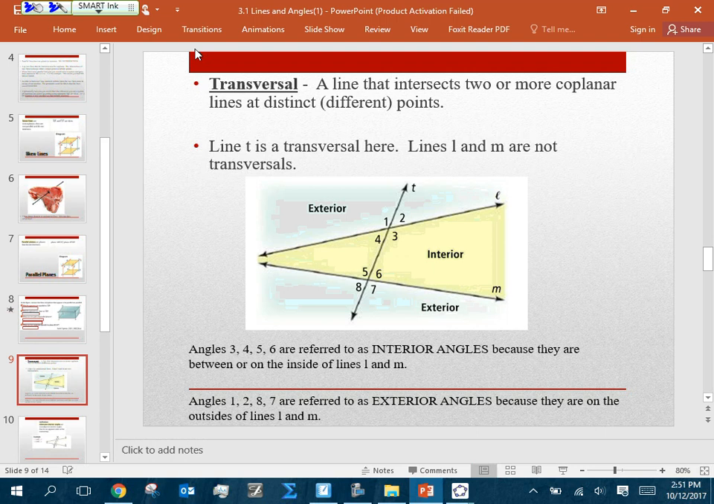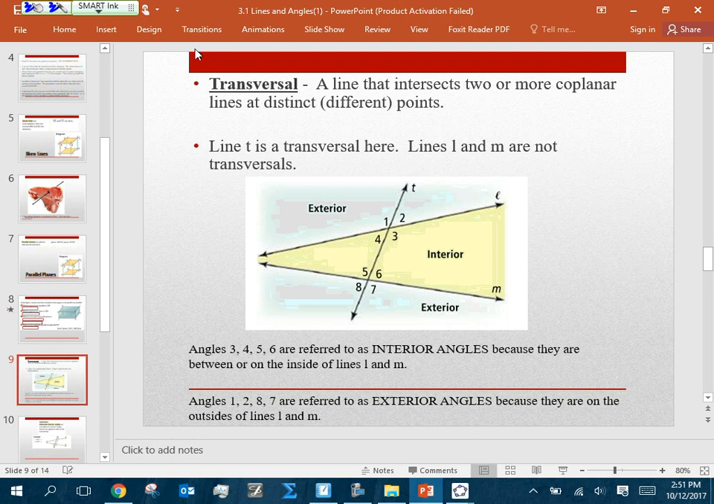Now I want to talk about what we call transversals. You've heard this before, you've seen this information before, but we need to talk about it, make sure we're all on the same page because of how we're going to use it tomorrow. A transversal is just a word that we use to talk about some type of line, and that line has a feature of intersecting two other lines.